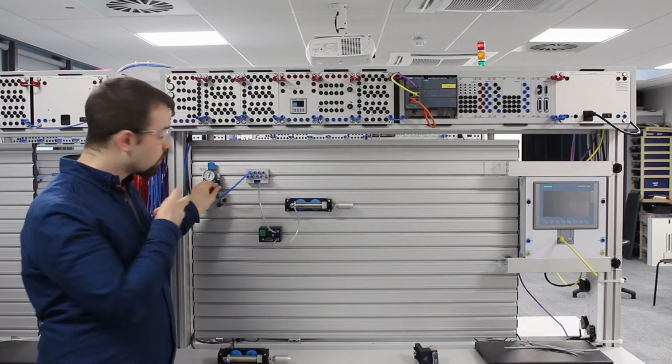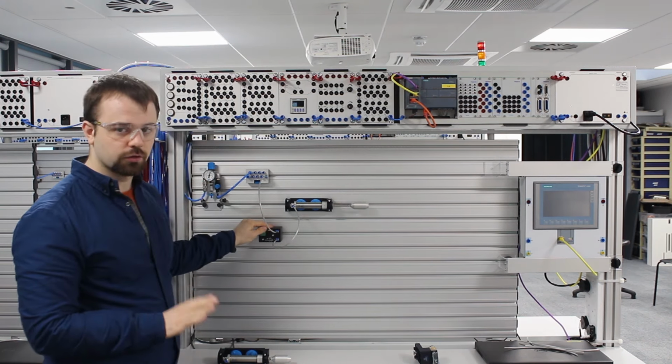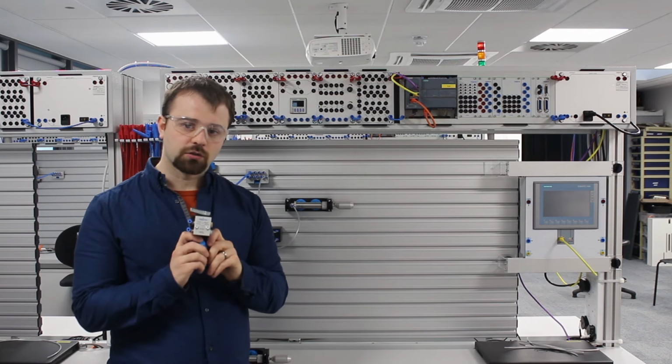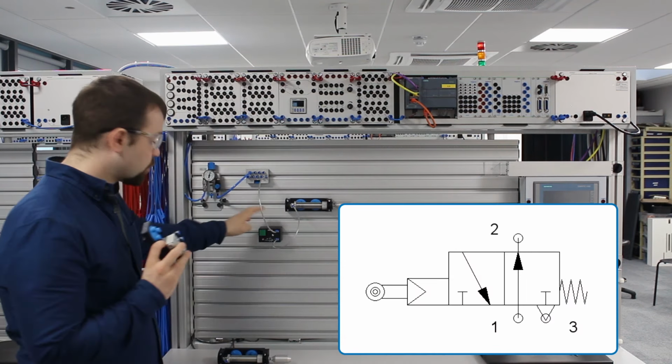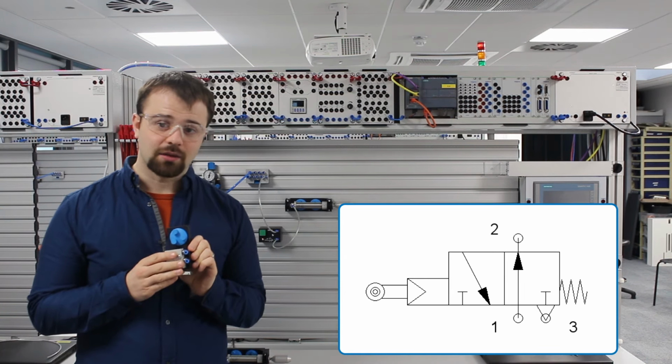Okay, goggles on, air supply on. Push the button, it moves forward. Great. We're now going to be using a roller switch. Now the roller switches work in exactly the same way as the push button switches. They are in fact 3/2-way valves, and it's slightly easier to see how they work.